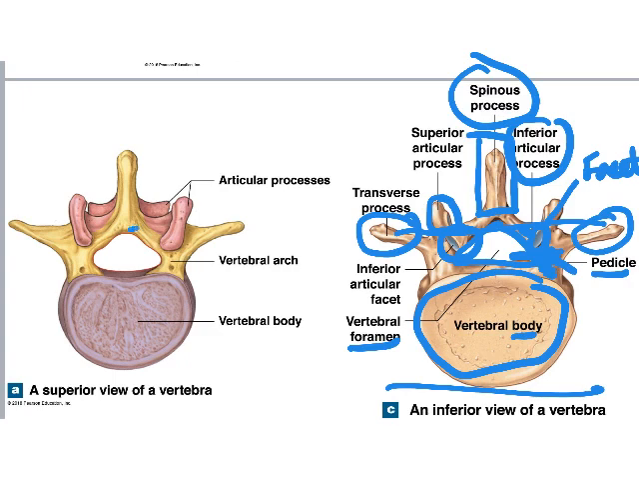We give a name to this whole area. We call it the vertebral arch because it kind of looks like an arch on either side. So the vertebral arch would be formed by the pedicle, the transverse process, and the articular processes, which all form the vertebral arch.